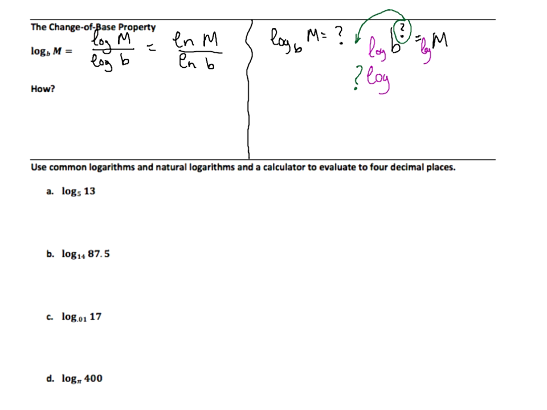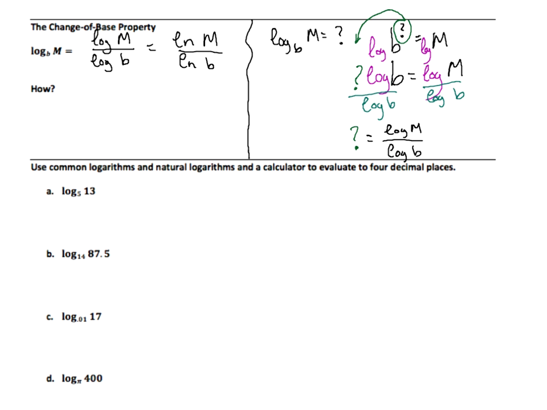Log of b equals log of m. And if I want to solve for the question mark, then I would divide the log of b off both sides. And I end up with question mark equals log of m divided by the log of b. And I could have used ln just as easily. So that's why or how this change of base formula works.